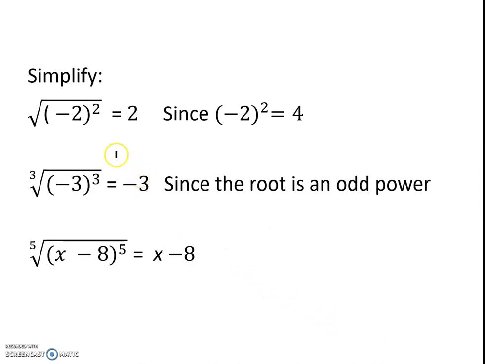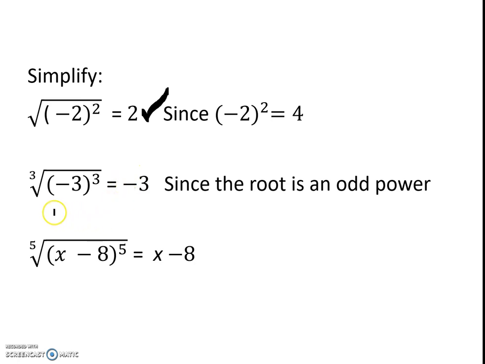When we're asked to simplify, we simply have the quantity -2 squared, the square root of that. Well, we have to start inside most, and the -2 squared is simply 4. The square root of 4 is 2.